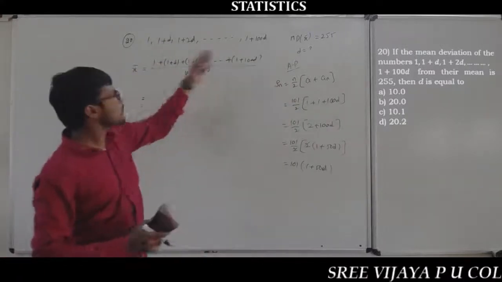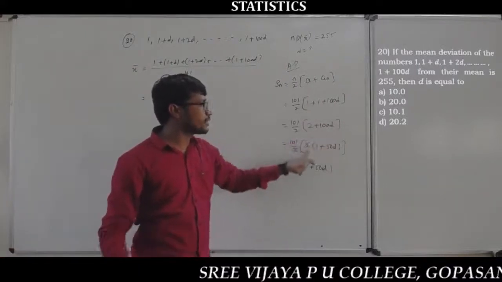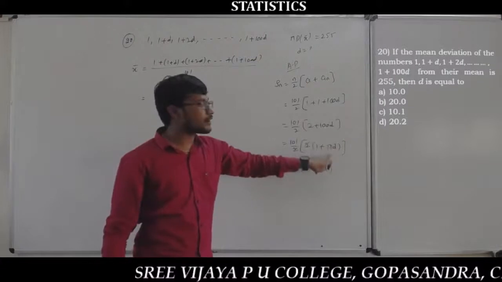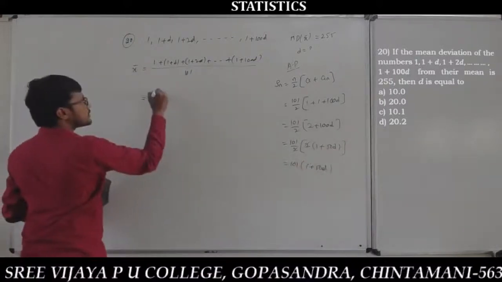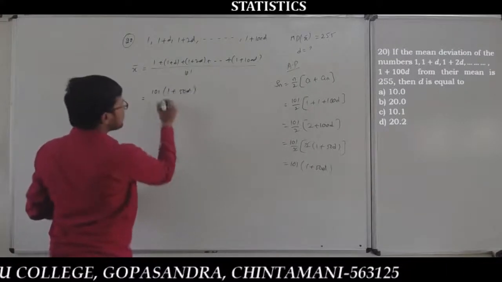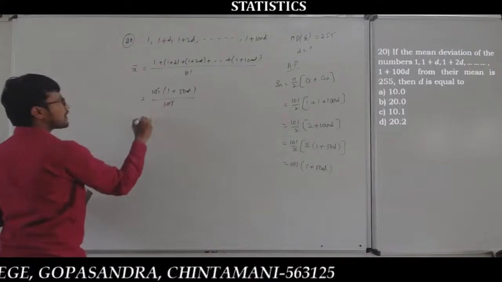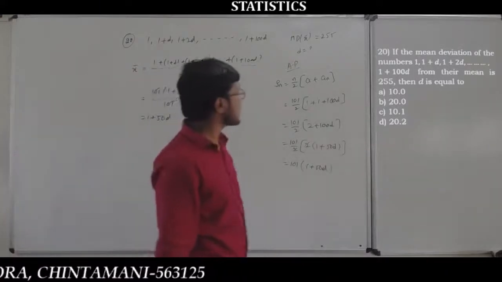Here is the first term; the last term is 1 plus 100d. 1 plus 1, 2, plus 100d. In these two, 2 is common, remaining 1 and 50d. 2 gets cancelled, remaining this answer. So now this one is 101 into 1 plus 50d. Divided by 101, 101 gets cancelled, remaining 1 plus 50d. Okay, this is x bar.